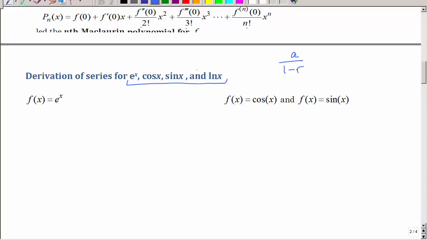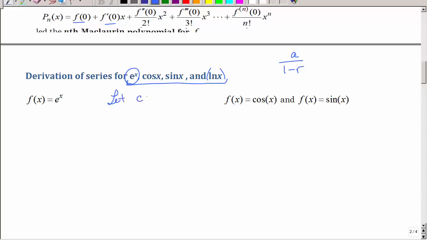E to the x, cosine and sine, they do not. We actually looked at the natural log of x. We're going to approach it a little bit differently in this video. So let's look at e to the x. I think I want to use the Maclaurin series and see if I can evaluate my function at c equal to 0. But before I do that, it looks like I need to find some derivatives.